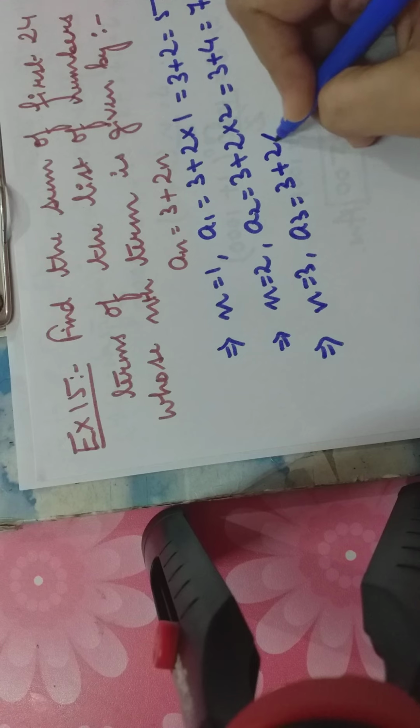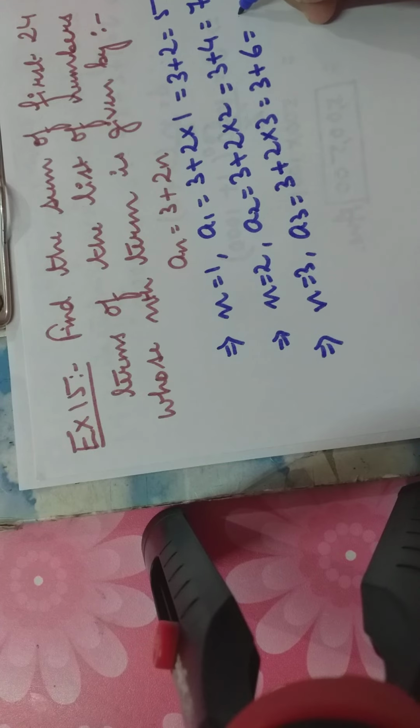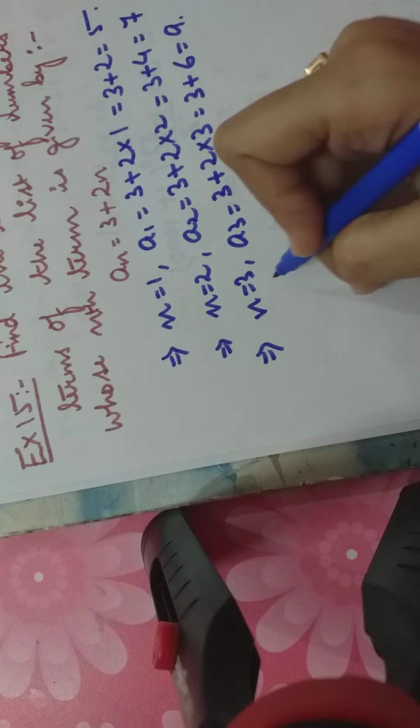3 plus 2 into 3. Okay, so 3 plus, when we simplify, 3 plus what? Here it will be 6. Okay, so 3 plus 6 will be 9. So 9 will be our third term. Similarly, you can find the fourth term, fifth term and so on.